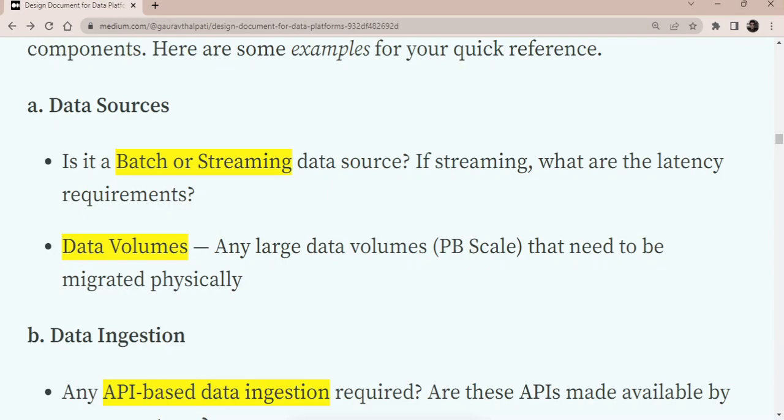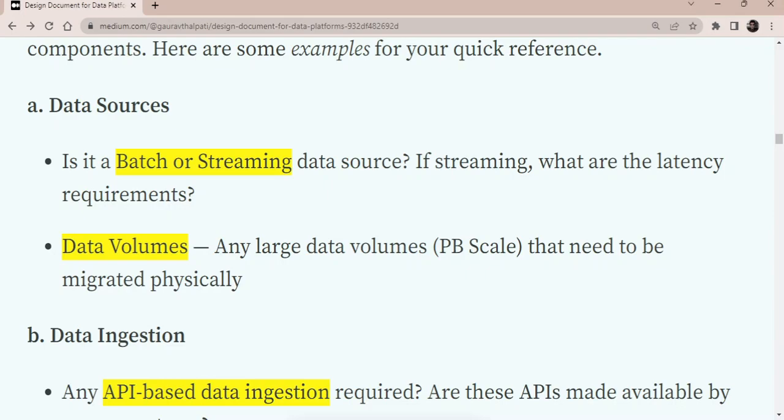Now, is it a batch source or a streaming source? This is a very important design consideration, because based on this, you will have to build a system. If you are only dealing with a batch system, which would not be the case in today's times, but previously, some 5 or 10 years ago, most of the systems were only batch systems or EOD systems. But nowadays, most enterprises would be trying to bring in a streaming, real time data source. So have a look at that.